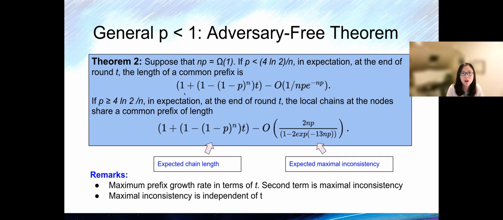Similar as before, the expression for the length of the common prefix contains 2 parts. The first part is the expected length of the longest chain. The second part is the upper bound of the expected inconsistency, the length of the longest fork. The reason that the expressions on the maximum inconsistency are a little bit different is that under different regions of p, we are able to come up with different mathematical approximations. But the fundamental idea is the same, just the approximation part is different.